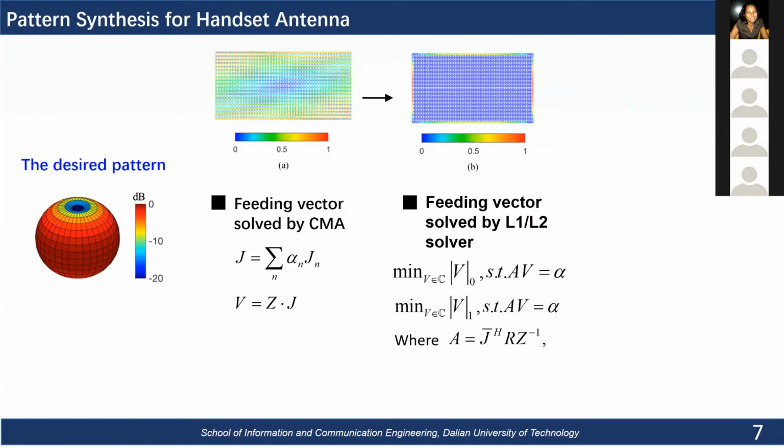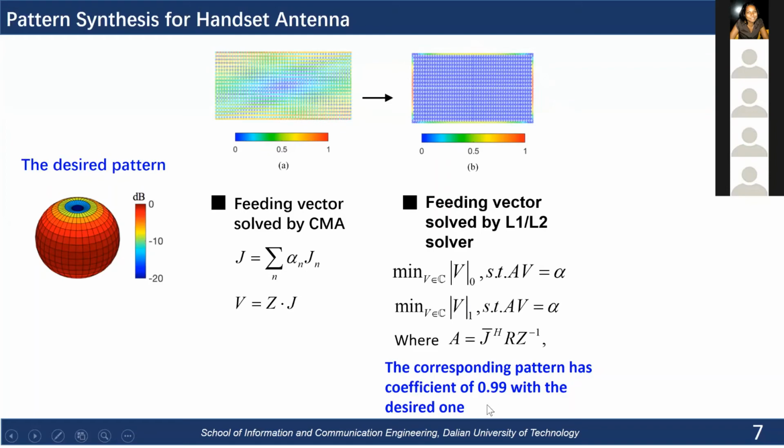With this, after the L1 solver, we can have this feeding vector like this. It is much better than before. At least the feeding vectors are along the edges of this chassis, only on the 4 edges of the chassis. But this is still not enough. One fortunate thing is that after this L1 solver, the correlation coefficient is still very, very high between the synthesized pattern and the desired pattern.